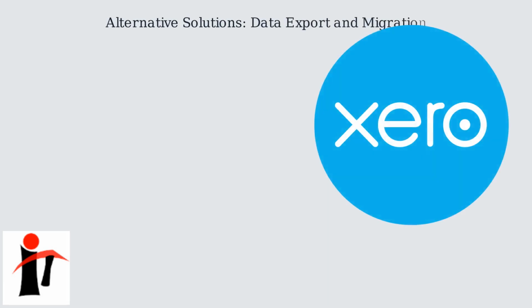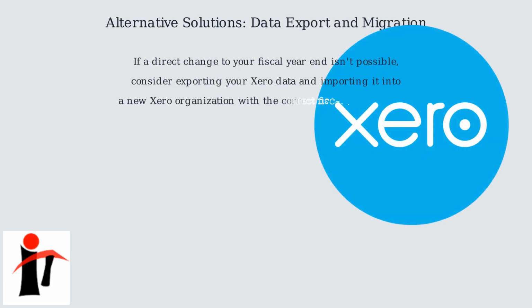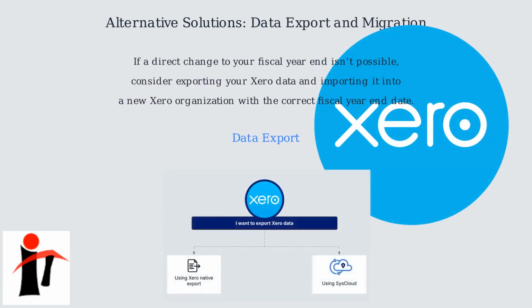If a direct change to your fiscal year end isn't possible in Xero, consider exporting your data and importing it into a new organization with the correct fiscal year end date. This alternative solution involves creating a new Xero organization set up with your desired fiscal year end, then migrating all your historical data, including transactions, contacts, and settings.